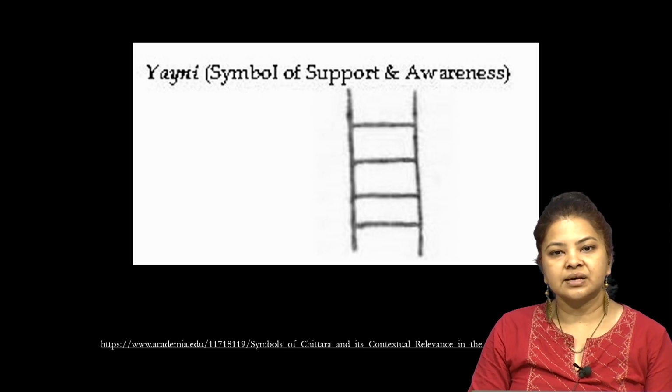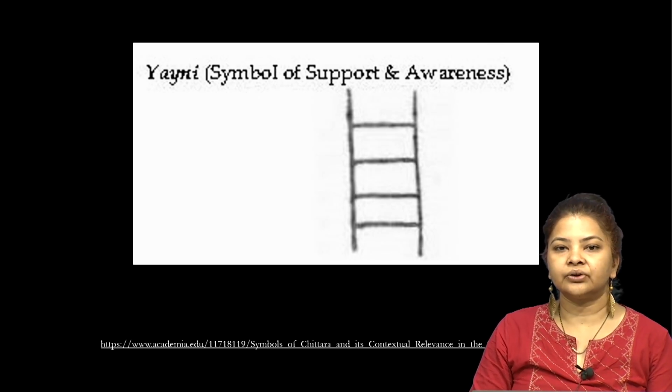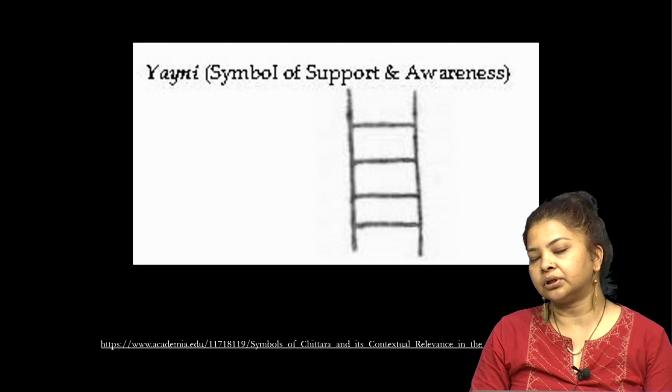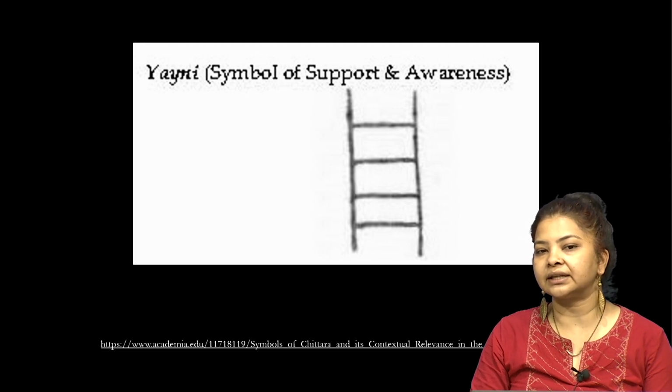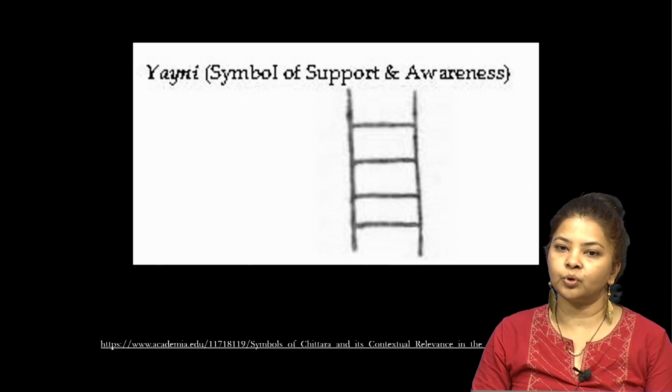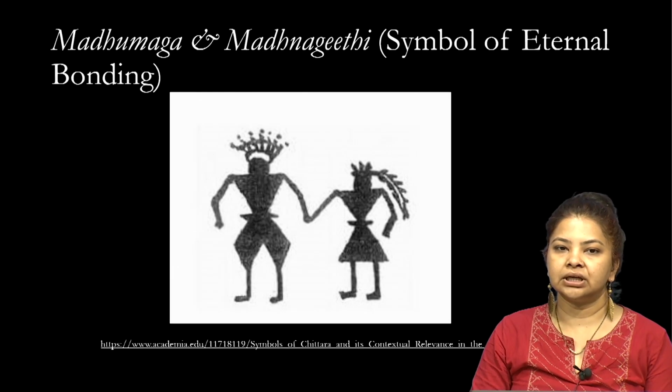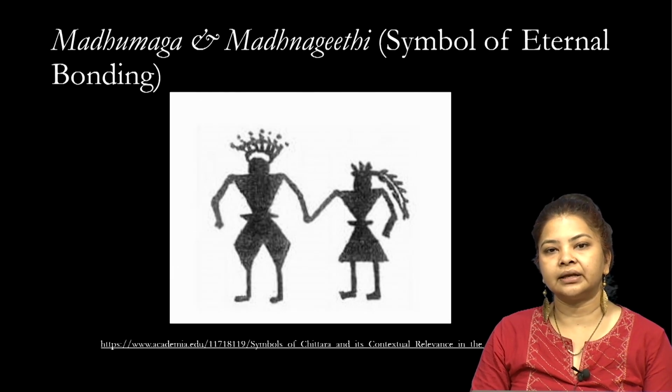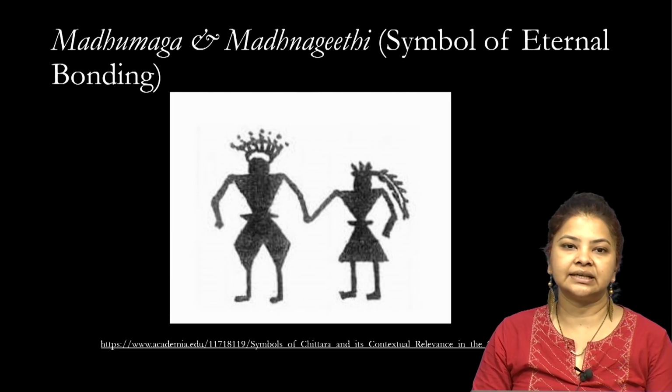So, this is support and awareness. It is shown in wedding scenes mostly, saying that a couple should help each other so that they progress in life, and they should support each other. So, this is a couple, a bride and a bridegroom, which symbolizes eternal bonding, that there should be love between a couple, unconditional love.